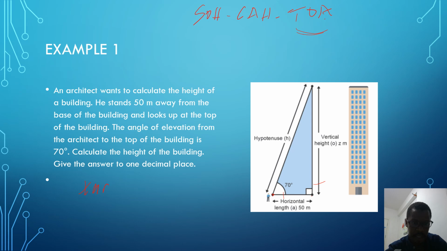So it will be tan 70 degrees equals opposite, which is Z in this case. We have given the opposite side as Z meters, over adjacent. Adjacent in this case is 50 meters. So tan 70 degrees is equal to Z, our opposite, over 50 meters.